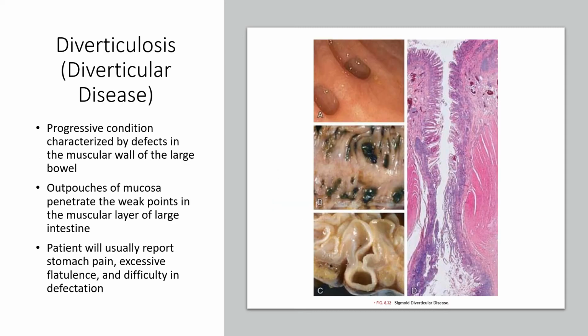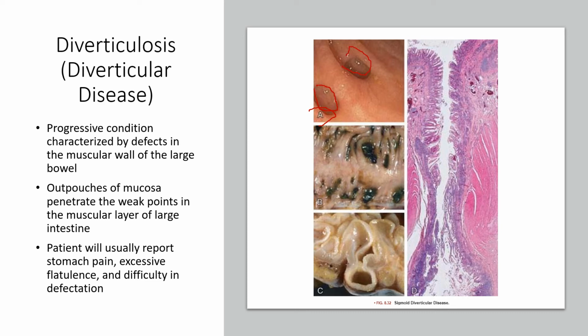Now we're going to move on to diverticulosis, or diverticular disease. And this is a progressive condition common with aging, which means it gets worse as we age, that's characterized by defects in the muscular wall of the large bowel. So what we see in figure A up here, this is an endoscopic view of two sigmoid diverticula. So you see the diverticula right there and right there.